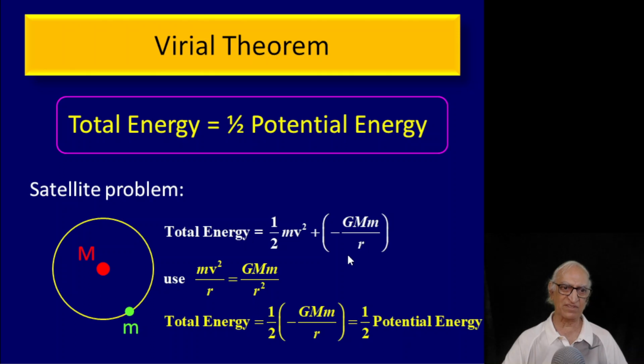Now we can simplify this equation. We can get rid of the velocity by using the force equation, in which the left hand side is the centrifugal force experienced by the planet, mv squared by r, and the right hand side is the gravitational attractive force experienced by the planet. We can use this equation to rewrite the first equation as follows. The total energy of the planet is equal to 1/2 the gravitational potential energy. The gravitational potential energy is given by minus G capital M small m divided by R.